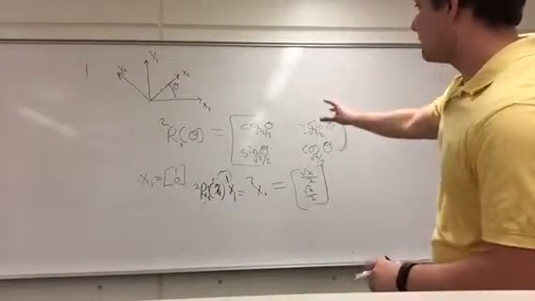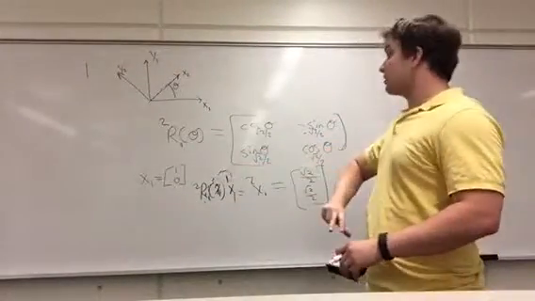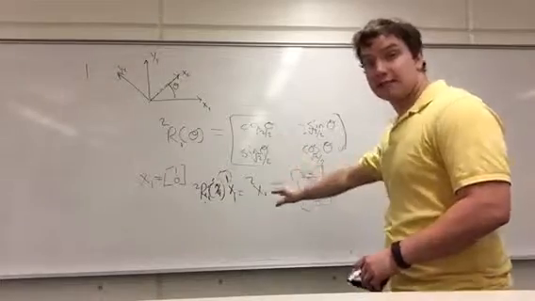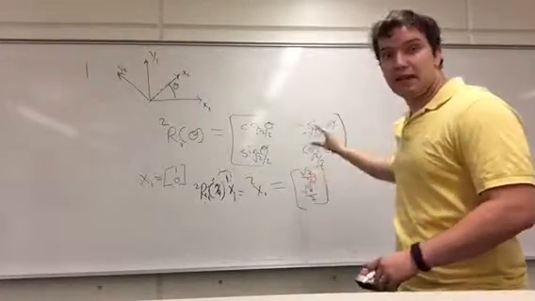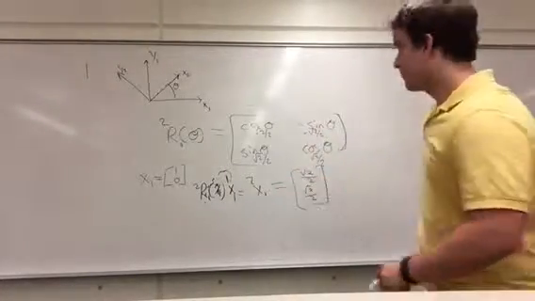By having this rotational matrix, you can take any vector and a coordinate system, which is a group of vectors, and transform into another axis.